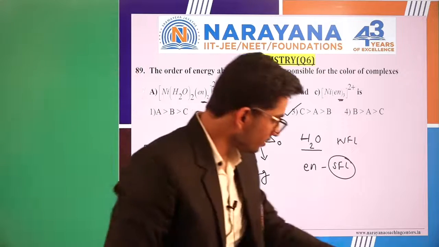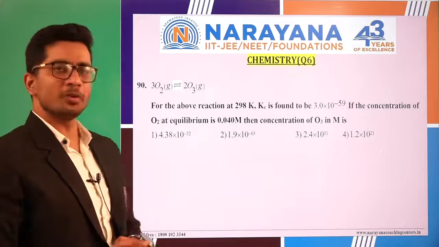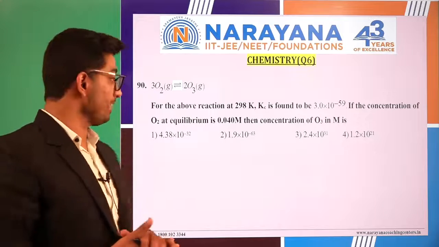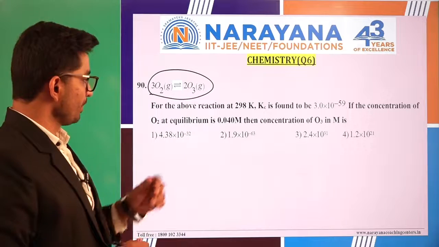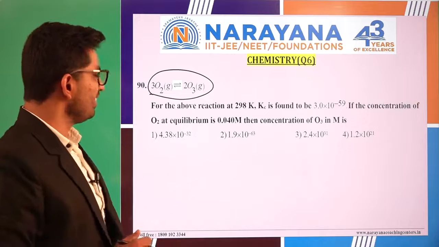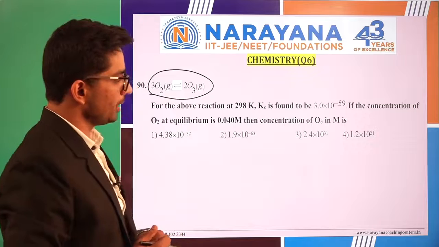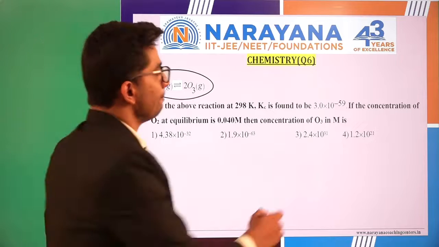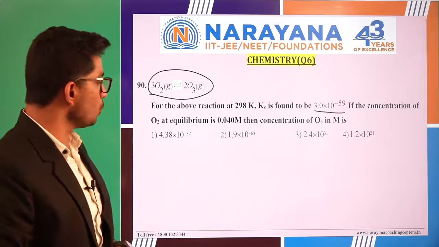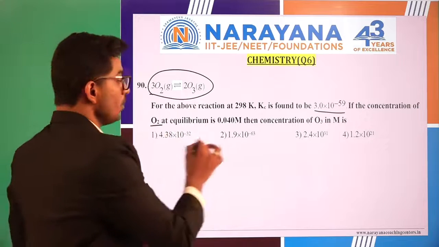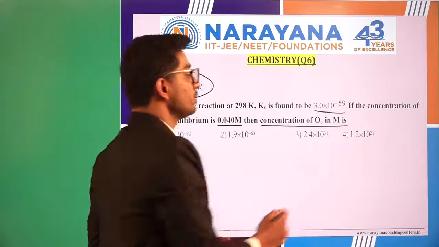So moving on to the next question, we have some reaction, ozone and oxygen equilibrium. So we have a reaction where ozone and oxygen are in equilibrium. Fine. Let's read out the question first. For the above reaction at 298 Kelvin, Kc is found to be 3.0 into 10 to the power minus 59. So we are given Kc. If the concentration of O2 at equilibrium is this, then concentration of O3 at equilibrium, this we have to get.